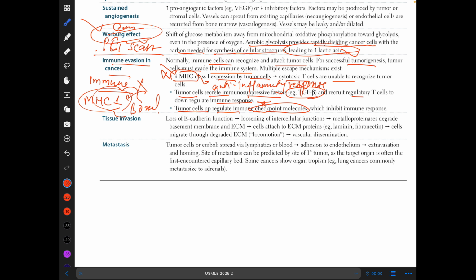The key players for inhibiting the cells are PD-1. PD-1, called programmed death, is a protein on the T cell. Okay? PD-1 is programmed.